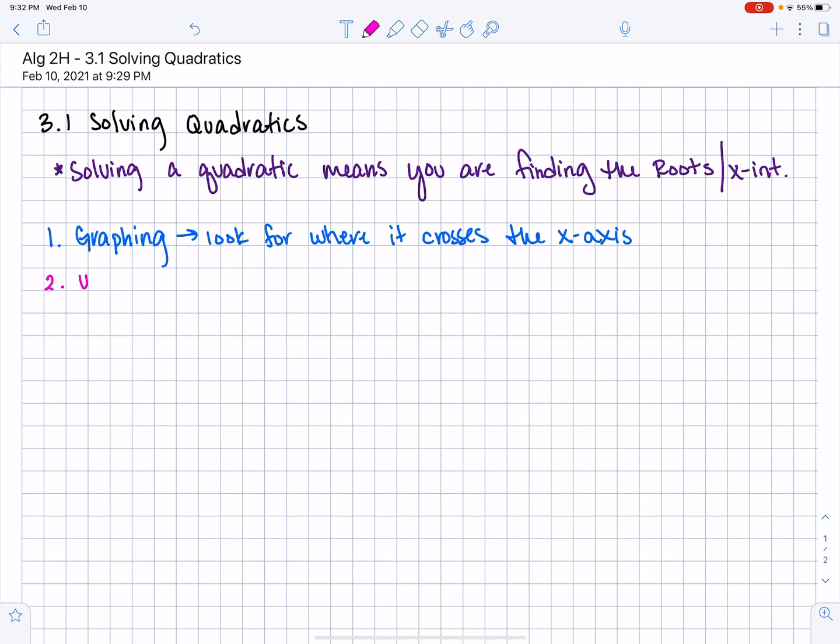So a method that we could use is square roots. And we use square roots when it's in the form x squared plus c equals 0 or x minus a squared plus c equals 0. I guess I should have put h and k's there, but in those two forms, it's the idea that this square is isolated.